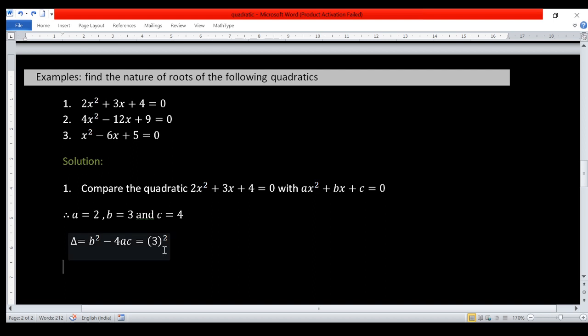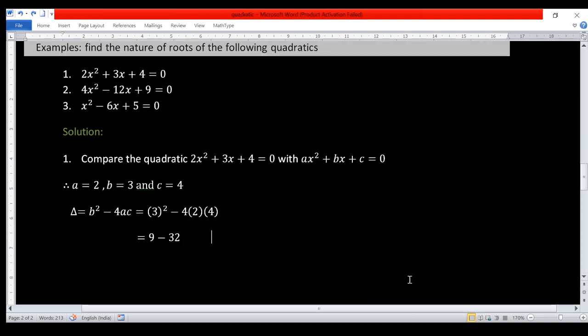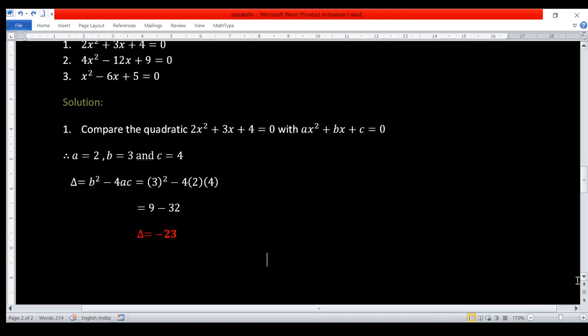So I substitute the b value. What is the b value? 3. So 3 square minus 4, a value 2, c value 4. I calculated: 3 square is 9, 4 fours are 16, 16 twos are 32. So it is minus 23. Minus 23, delta less than 0. Less than 0 means red. Red means no real roots. So no real roots exist for this quadratic equation. That is the conclusion.